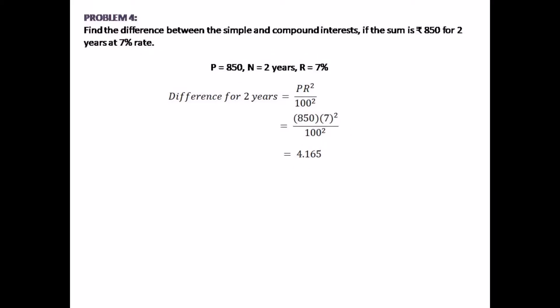Find the difference between the simple and compound interest if the sum is 850 rupees for 2 years at 7% rate. It is given that P equals 850, N equals 2 years, R equals 7%. Difference equals 850 into 7 square by 100 square. On solving we get the difference as 4.165. Therefore the difference is rupees 4.165.